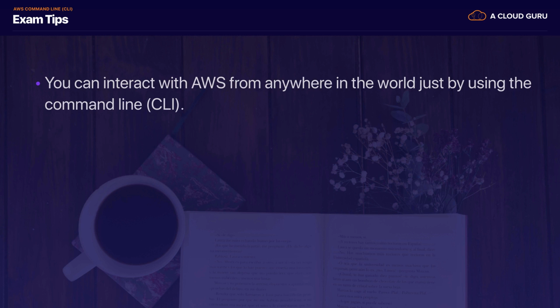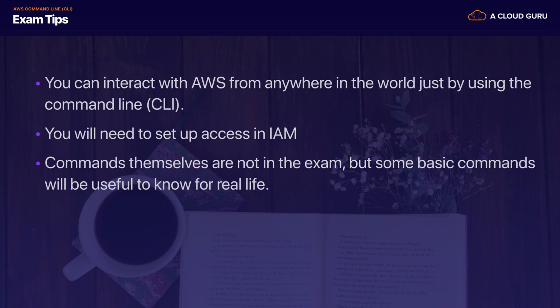So what have we learned? We've learned that you can interact with AWS from anywhere in the world just by using the command line, and you will need to set up access in Identity and Access Management. So we set up our user, we put our user into a group, and then we applied administrator access policies to that group, which of course the user inherits.